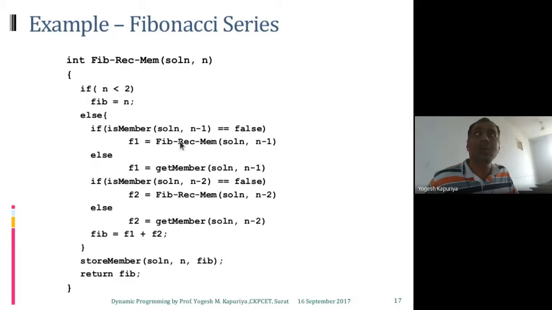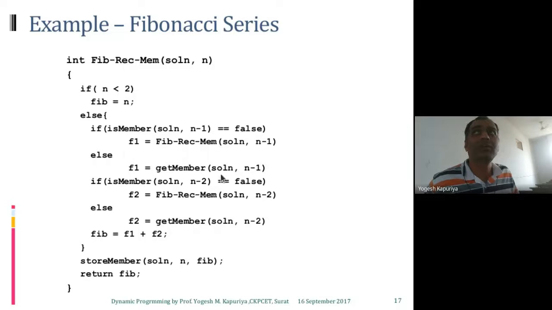Before making a call, what you are checking is whether n minus 1 is a member of solution. That means it is checking whether you have already computed the value for n minus 1. If that is false, that means it is not a member, that means you don't have an outcome for n minus 1. Then only you are making a call. So if that is equal to false, then you are making a call.